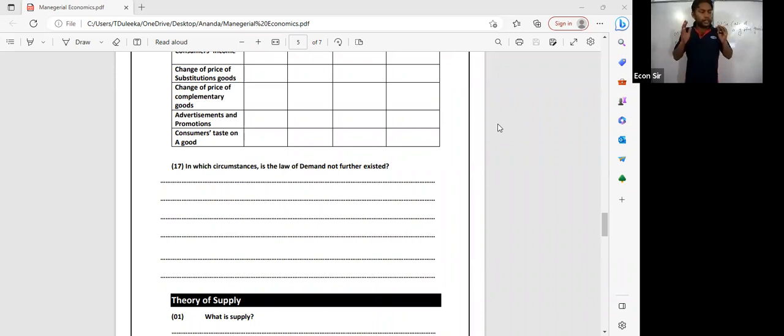Any inferior good having a positive relationship between its price and the quantity demanded.